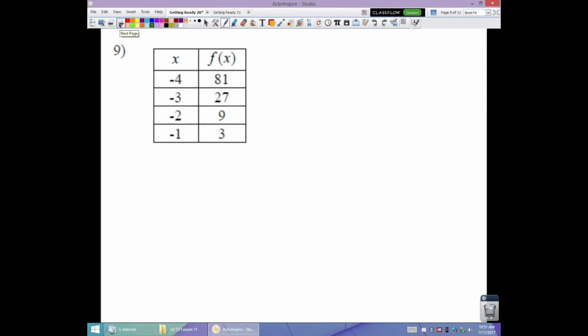And number 9. From 81 down to 27 subtracts 54, but that does not continue down to the next two terms. So if we try multiplying, 81 times 1/3 is 27. That times 1/3 is 9, times 1/3. So again, we have exponential.